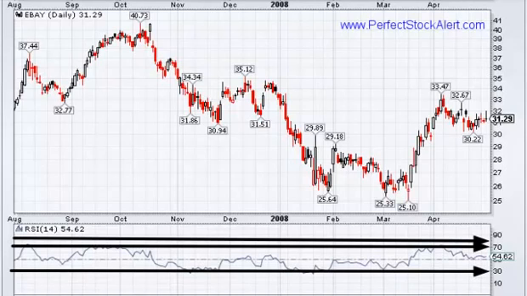The same strategy could be applied in a strong bear market where, instead of looking at situations being oversold under the 30 line, they may look for it to be oversold under the 20 line. So just keep that in mind. You can adjust it dependent on the overall market that you're in as well.